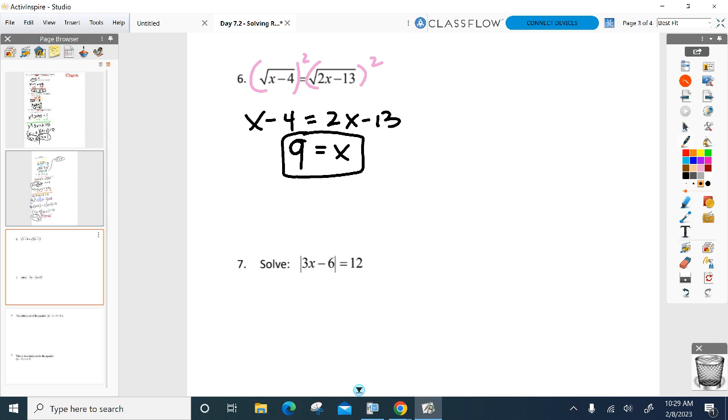Questions? And 9 does work. I shouldn't have boxed it in. I probably should have tried to check it, but 9 does work. Any questions on solving a radical before we get to it? I didn't talk about this when we reviewed for the region, so I've got to slow it down.